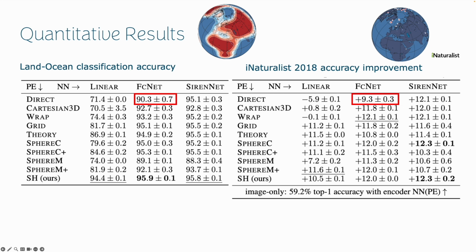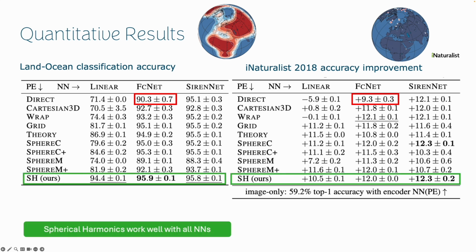So here we show that that is not optimal, and it's better in that case for a ReLU network to put in a positional embedding function before. But what we also see is that with the right set of basis functions for the sphere, like spherical harmonics, the choice of the neural network doesn't matter so much anymore.